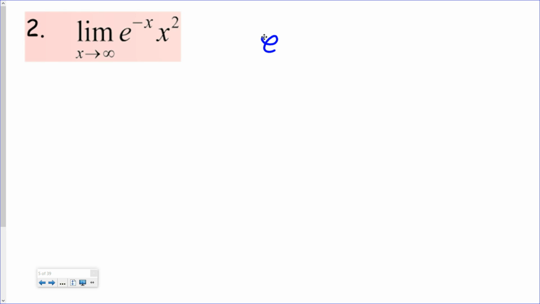If I plugged in infinity, you get e to the minus infinity times infinity squared, which is infinity, right? E to the minus infinity times infinity. Guys, you need to understand that e to the minus infinity is really 1 over e to the infinity. Are you guys okay with that? That's like the super number one thing that students don't understand. E to the negative infinity is 1 over e to the infinity, which means this is 1 over e to the infinity times infinity. And what is 1 over e to the infinity?